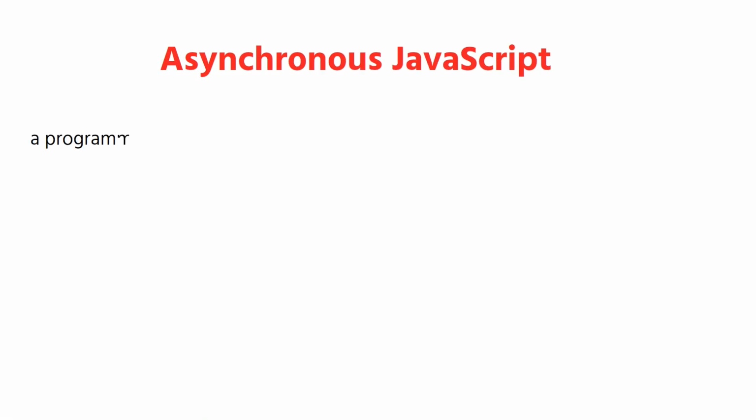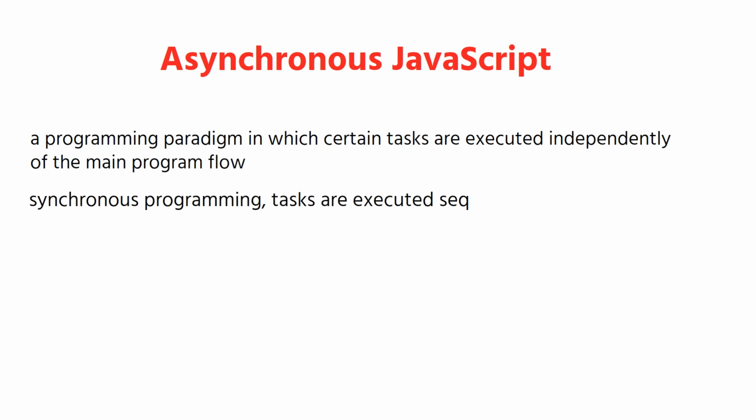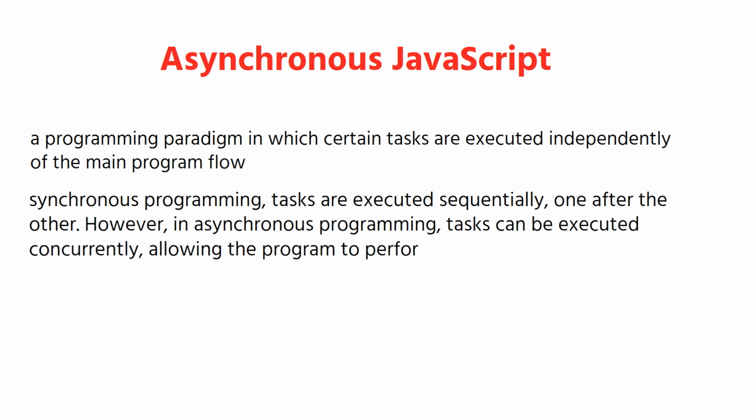Asynchronous JavaScript is a programming paradigm in which certain tasks are executed independently of the main program flow. In traditional synchronous programming, tasks are executed sequentially, one after the other. However, in asynchronous programming, tasks can be executed concurrently, allowing the program to perform multiple operations simultaneously.